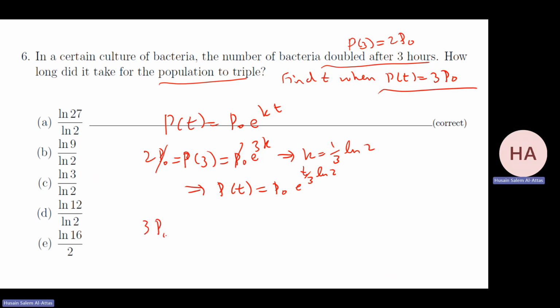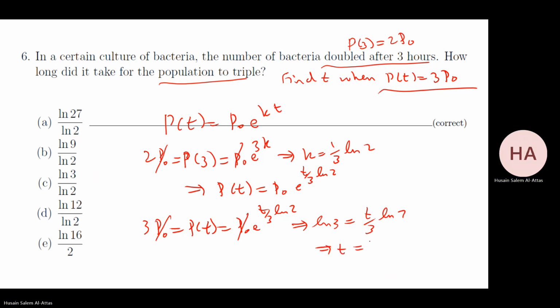Find this. So we have 3B0 equal P of T, which is B0 e^(T over 3 ln 2). B0 cancelled. Take ln. I have ln 3 equal T over 3 ln 2. So T is what? 3 ln 3 over ln 2. 3 ln 3 is what? ln 27 over ln 2. This will go as a power. So I have this.